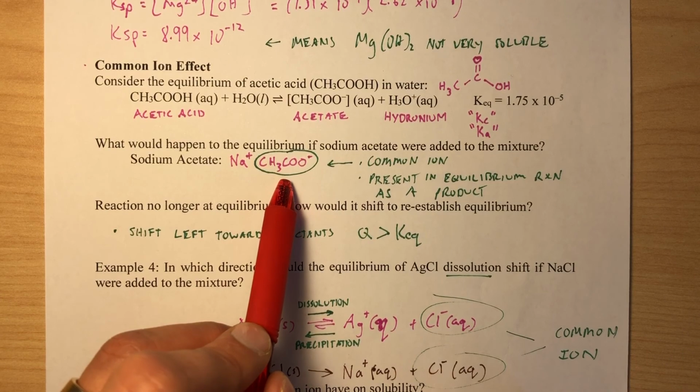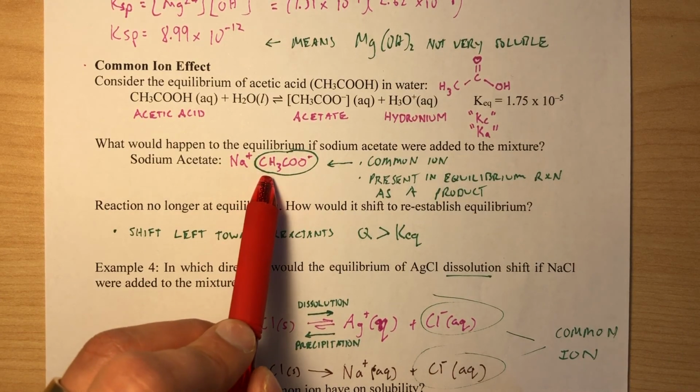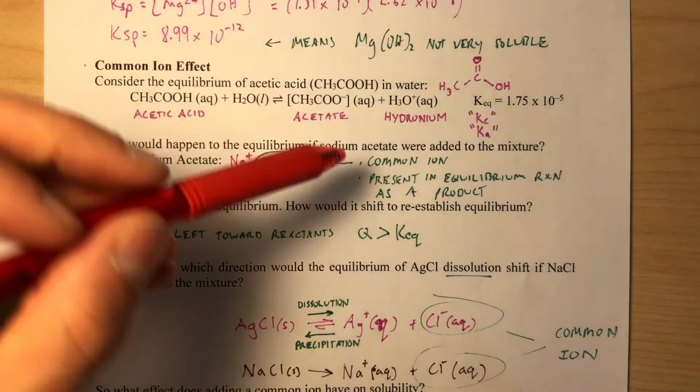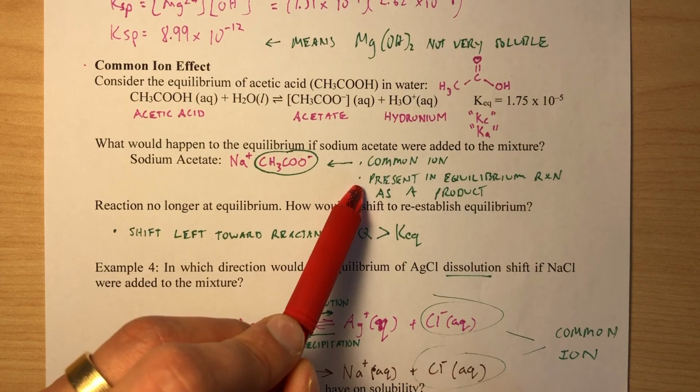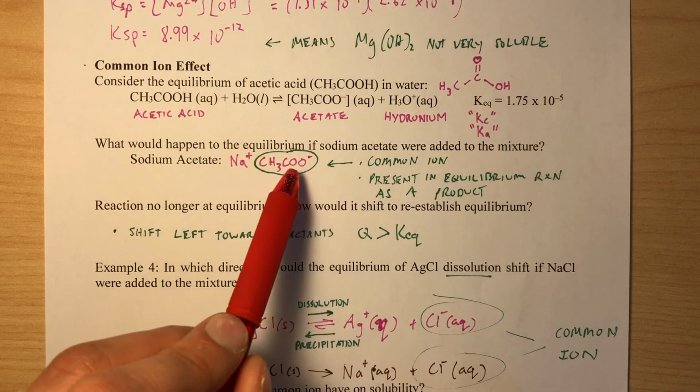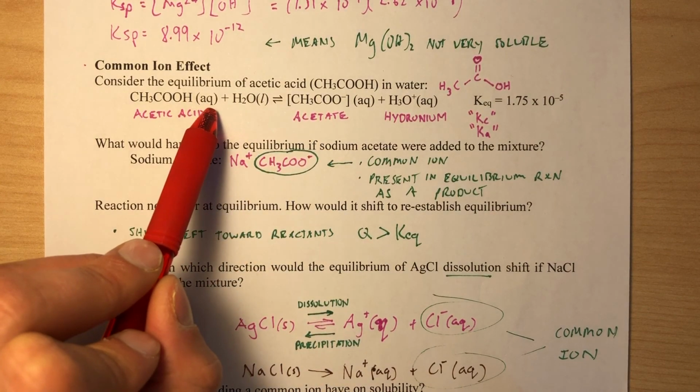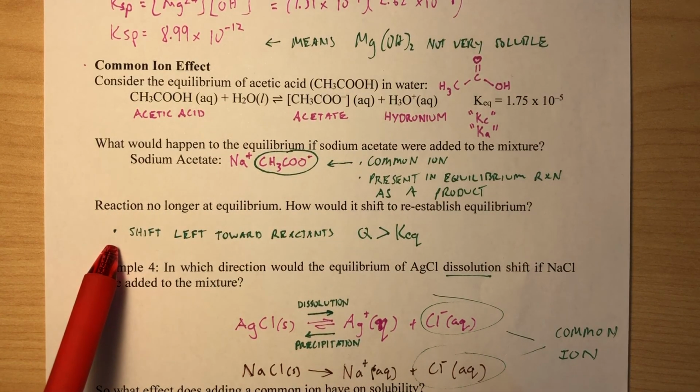It is present in both of our compounds. It's present in sodium acetate, and it's present in our equilibrium as the conjugate base of acetic acid. So it's present in the equilibrium reaction as a product. So what happens? We are increasing the amount of product, so we must have a shift left in order to reach equilibrium. So we have a shift towards the reactants.